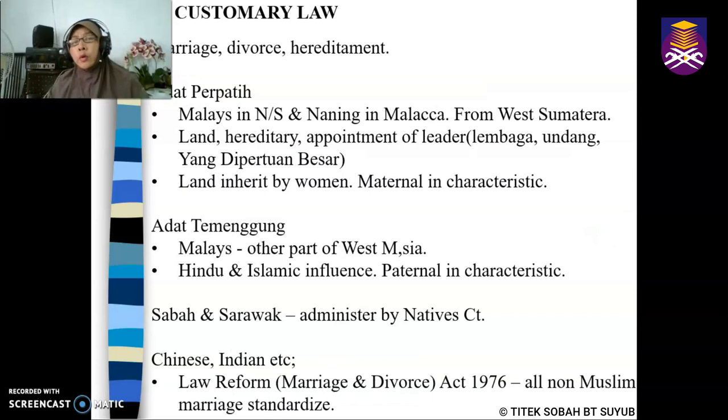Okay. So now, we are going to go to the last topic under unwritten law, which is customary law and also Islamic law. This customary law is only applicable for marriage, divorce and inheritance, harta pusaka. For the Malays, of course, they will be using adat perpatih and adat temenggung. Adat perpatih is for certain states in Malaysia, like Negeri Sembilan and Naning in Malacca, whereby it is matrilineal in character, whereas other states are going to use adat temenggung for the Malays of those states.